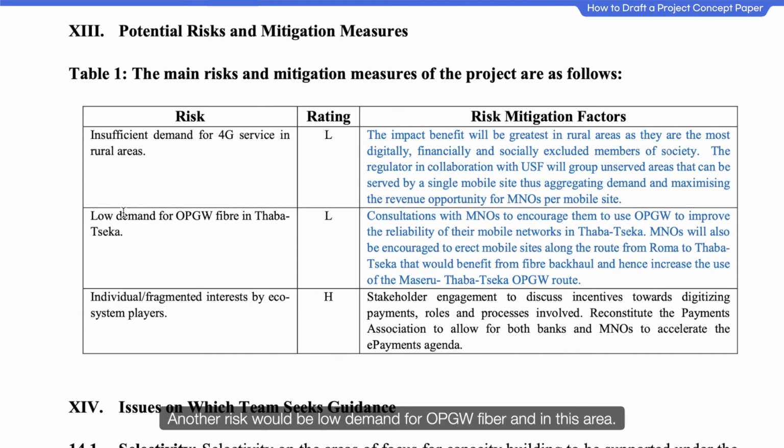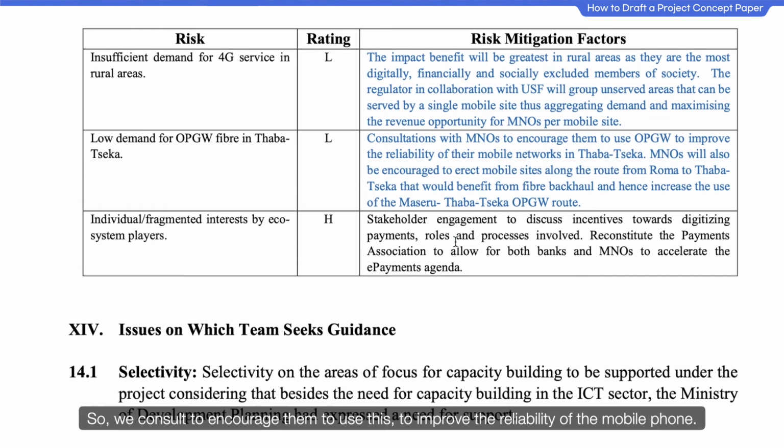Another risk will be low demand for OPGW, fiber, in this area. So we consult to encourage them to use this to improve the reliability of the mobile phone. So once there's a demand for the mobile phone, the demand for this fiber should be high.